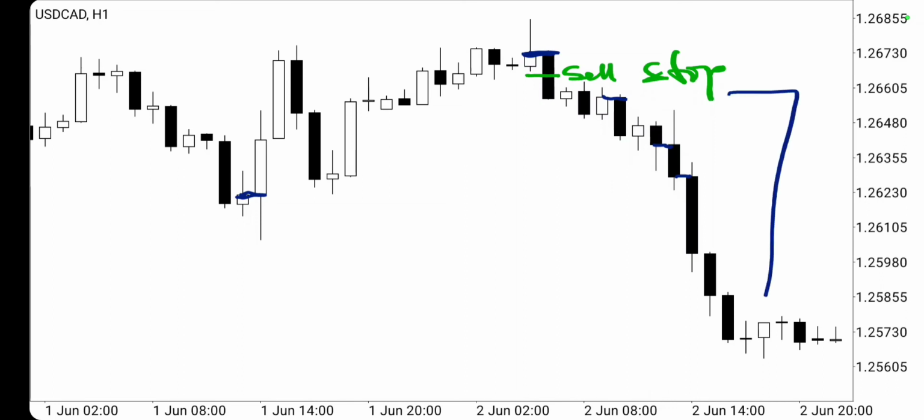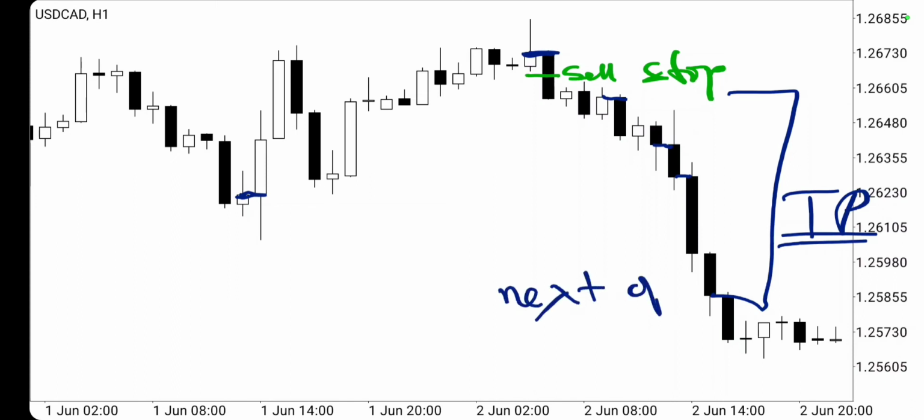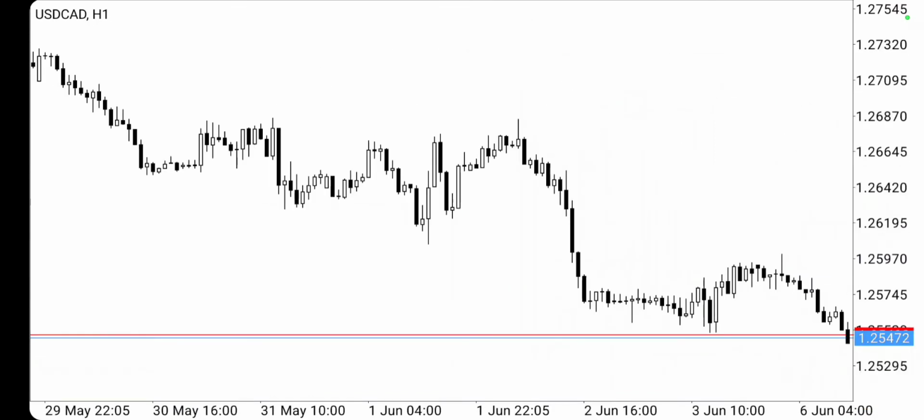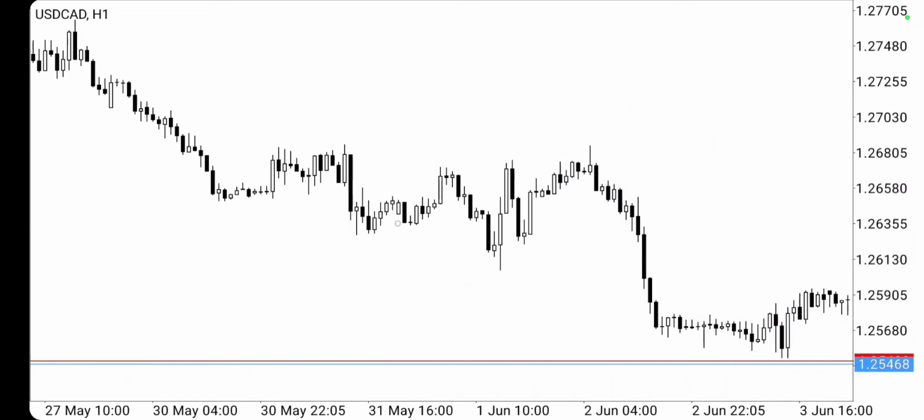In terms of this take profit, we are not analyzing. You put it there. Next, opposing structure, which is going to be support or a bullish trend line in this case. And the stop loss, you just go and put it; it has to be a decent size, good people. So this is the sell stop.